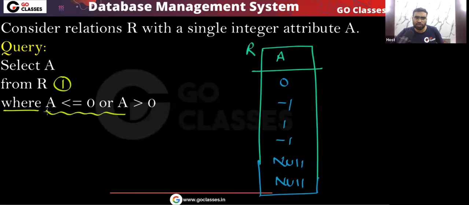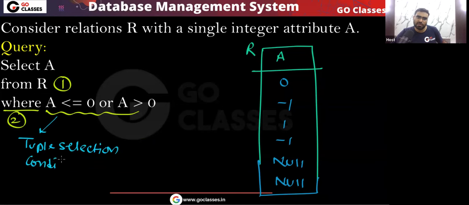So where? This is your step number two. Okay, and this is your tuple selection condition. What this condition is saying is that A is less than or equal to 0 or A is greater than 0. Okay. It looks like this will always be true. Yes or no? Do you agree with me? A is greater than 0 or A is less than or equal to 0. It looks like this will always be true.